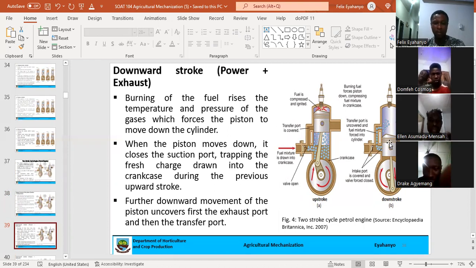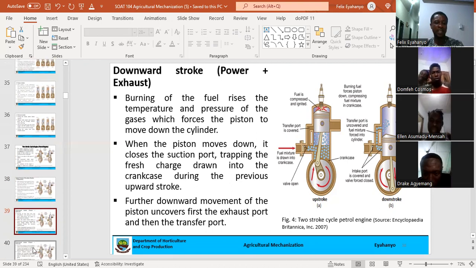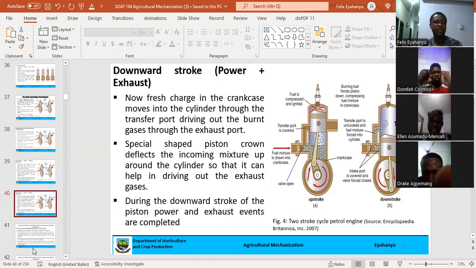By forcing it downwards, this port here will be opened. Once the exhaust port is open, the burnt fuel, the gases that you do not need, are the ones that escape. Burnt fuel is pushed out from it. That's what happens over there. And then the cycle will keep on repeating itself over and over again. That's just the two-stroke cycle engine.